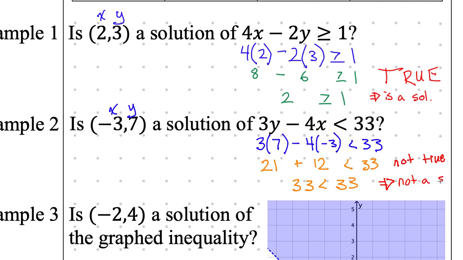I can abbreviate here, not a solution. Perfect. How could we have made this true just by changing this symbol? Anyone want to talk about that really quickly?